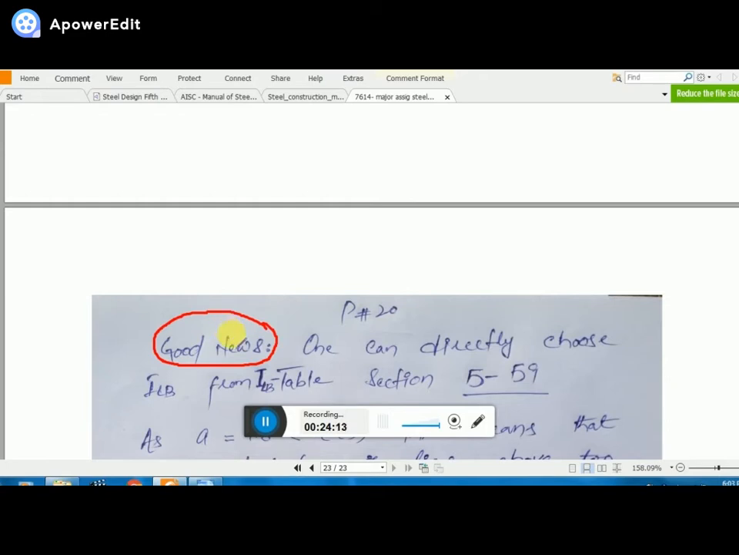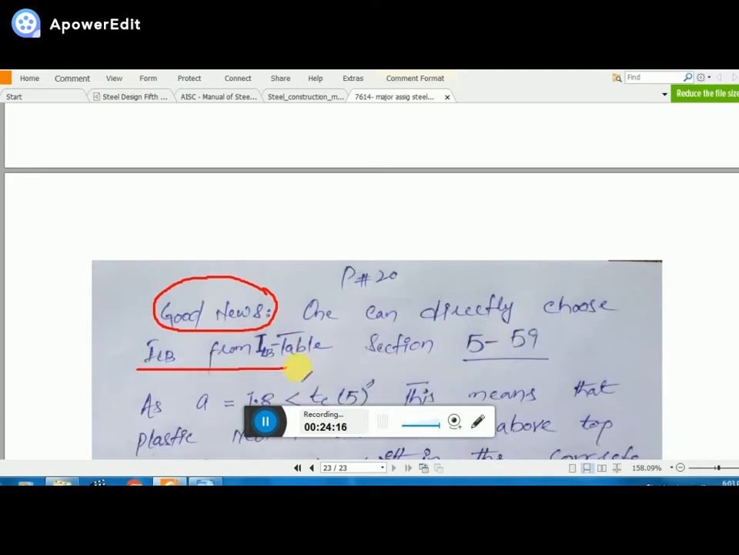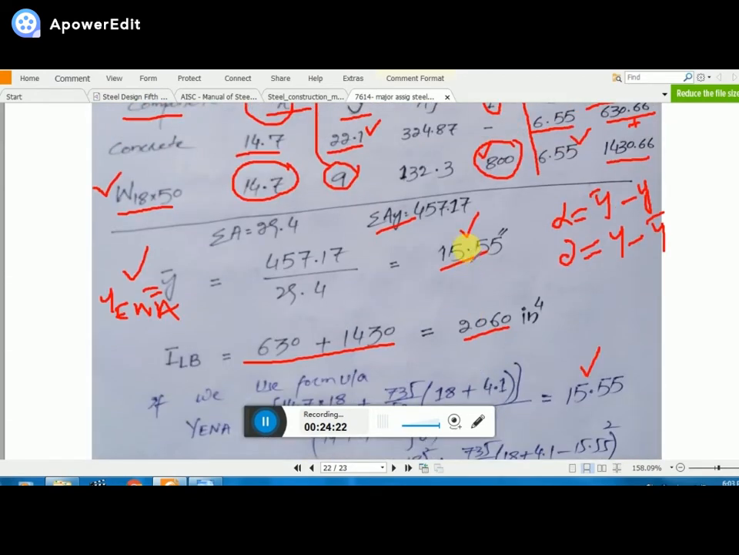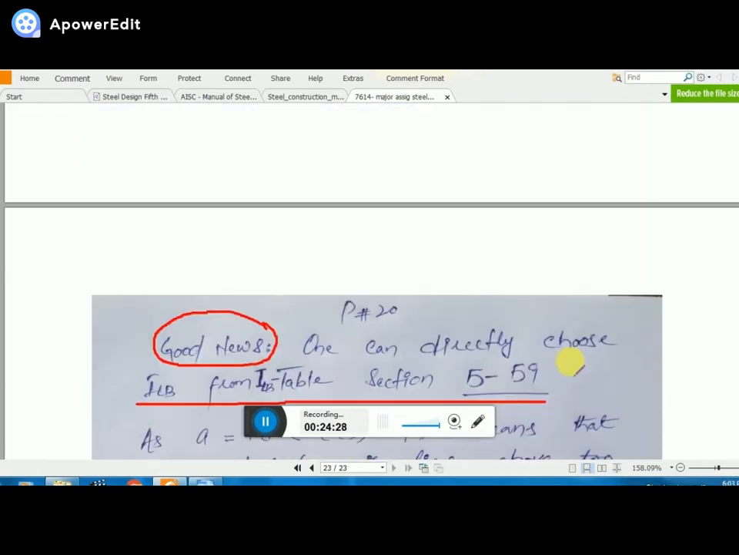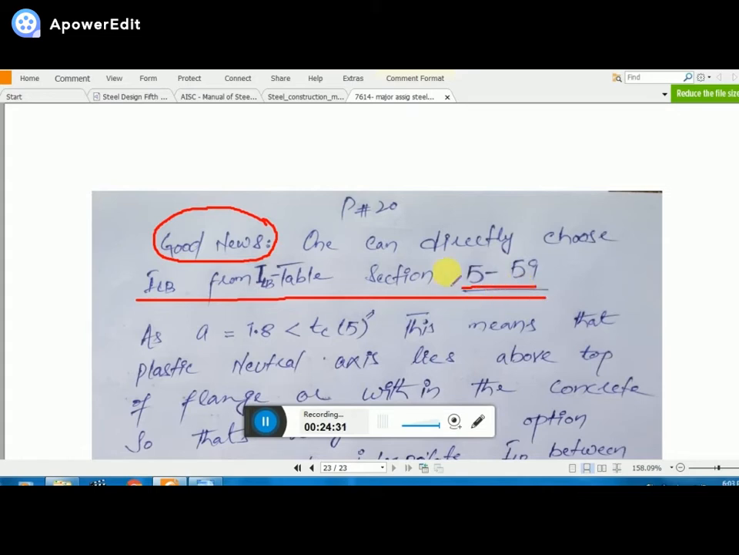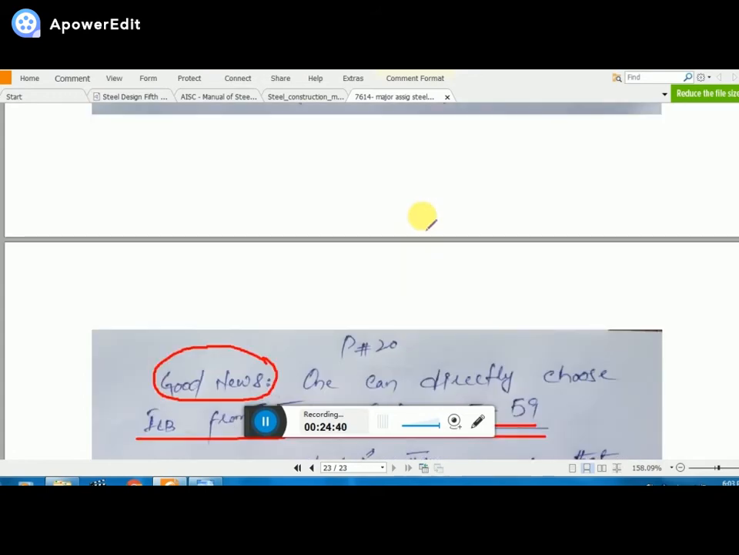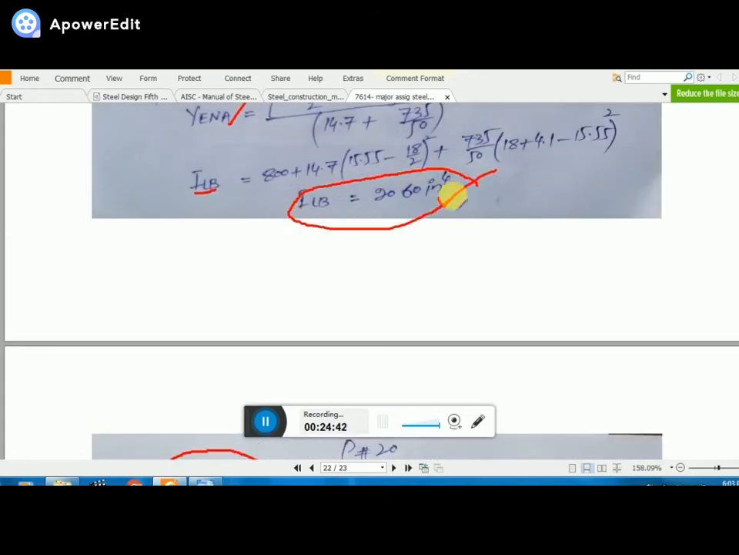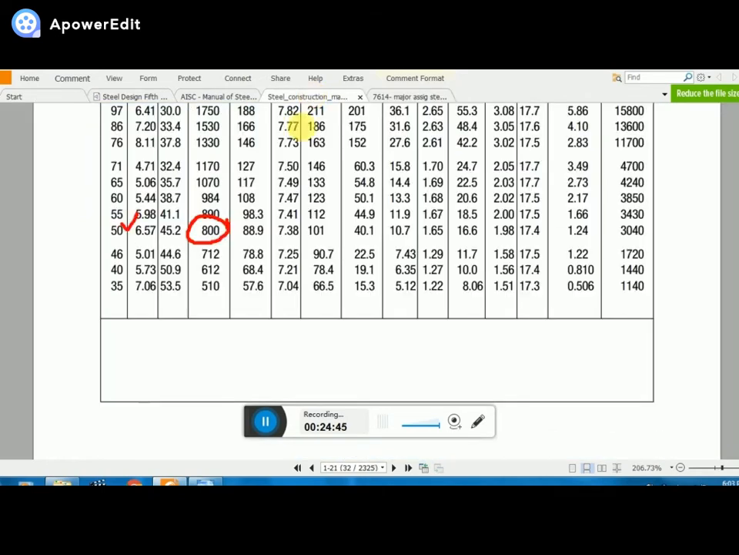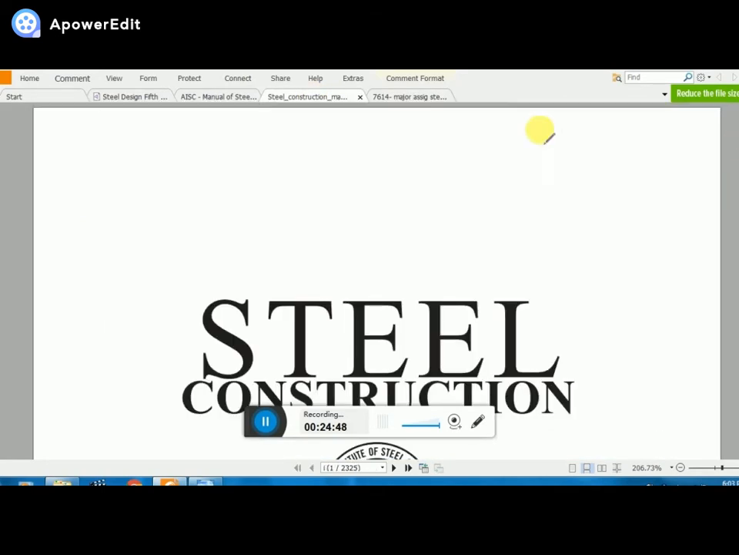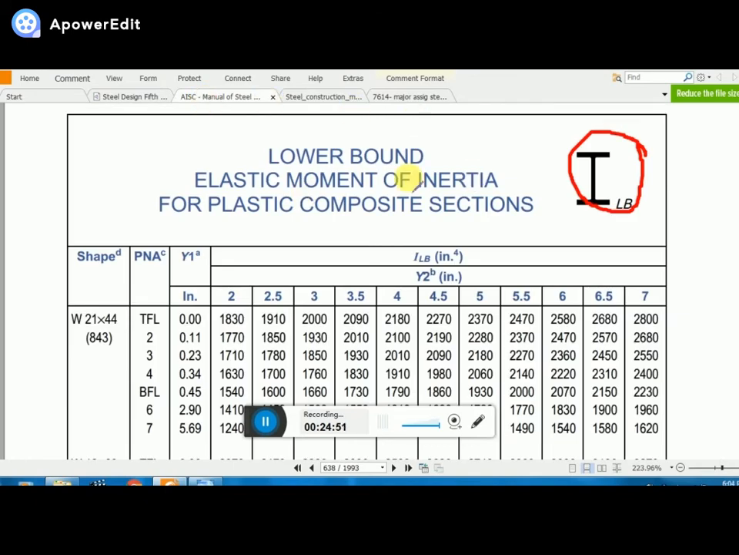The good news is that one can directly choose this Ilb from Table 5-9. Really, it is good news because you can skip all these calculations and just go to this table and directly choose that one. So let us visit the LRFD manual and find this value directly from the table. Remember, in the AISC manual we have this table, and in the LRFD manual we have this one. So here I am using the LRFD manual.